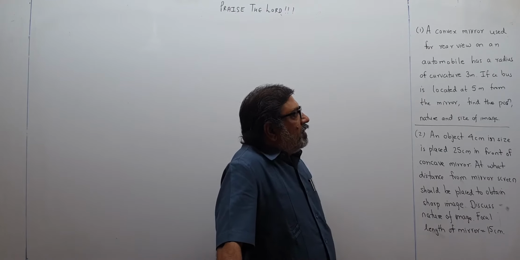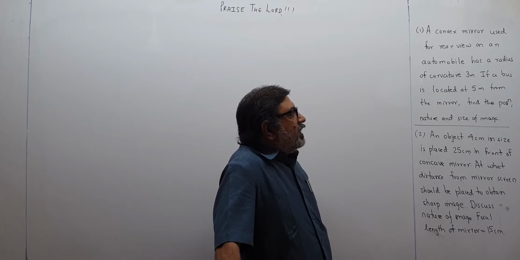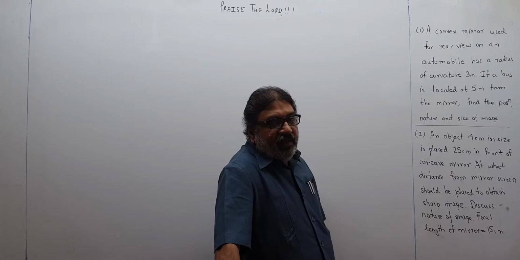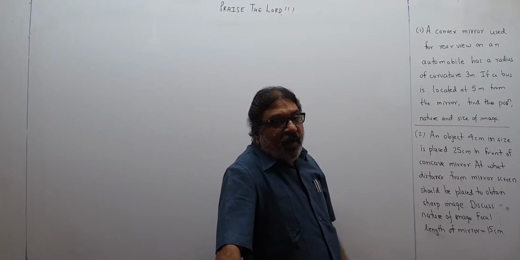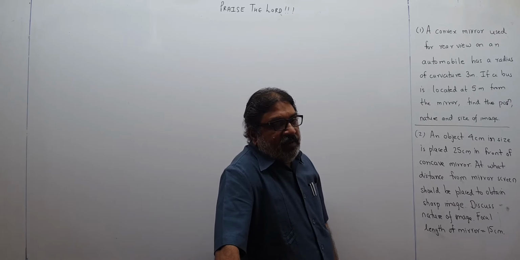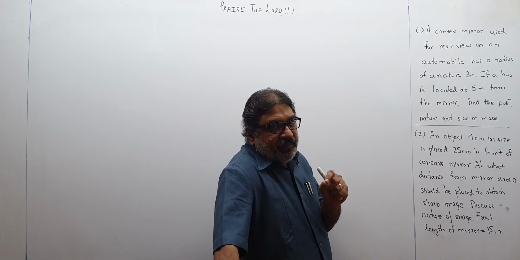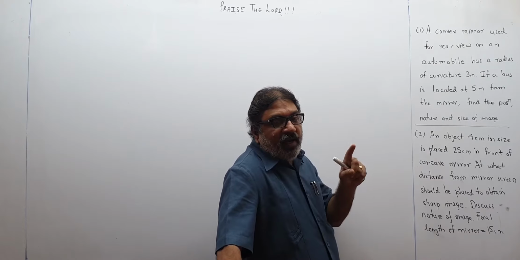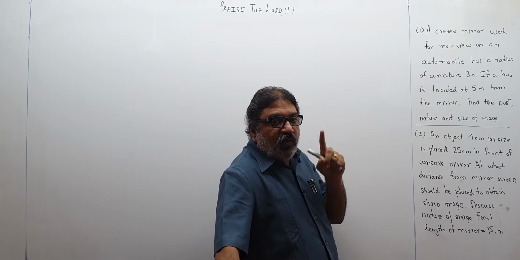A convex mirror used for rear view on an automobile. This word is not automobile, it is automobile. You can say mobile, but when you say with automobile, it is not automobile, it is automobile.